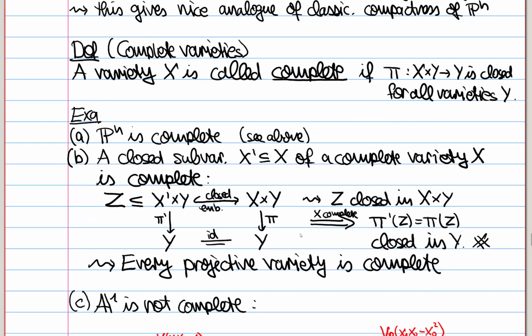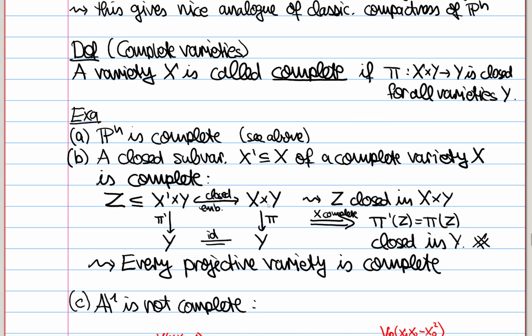And also, if you have X' inside X, a closed subvariety of a complete variety, then X' is also complete. And this might remind you of the statement that a closed subset of a compact space is compact. And to see this, just note, okay, Z is inside X' × Y, any closed subset, then we want to show its image under the projection to Y is closed. But, well, X' is closed inside X, and then we saw the product of closed embeddings is a closed embedding, so also X' × Y is closed inside X × Y.